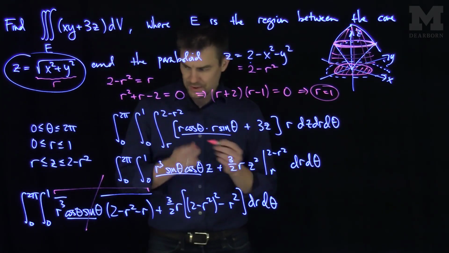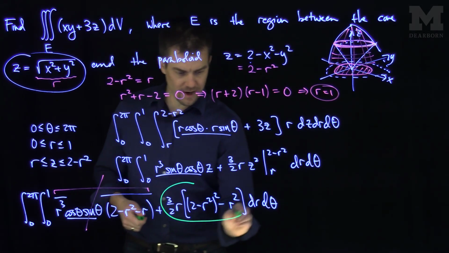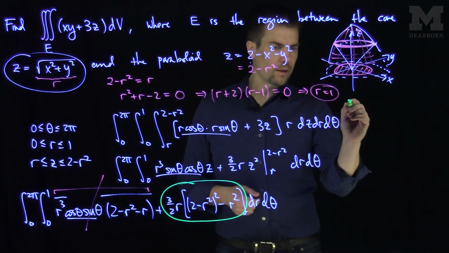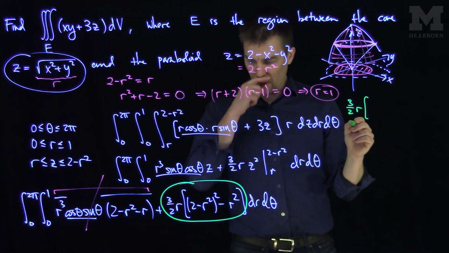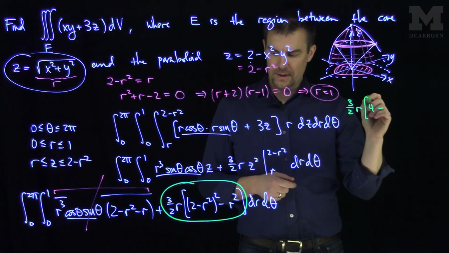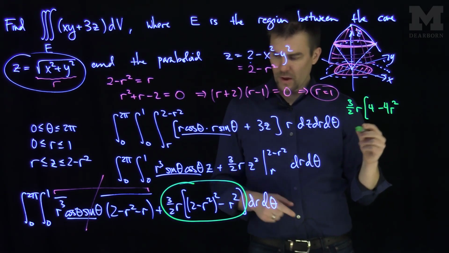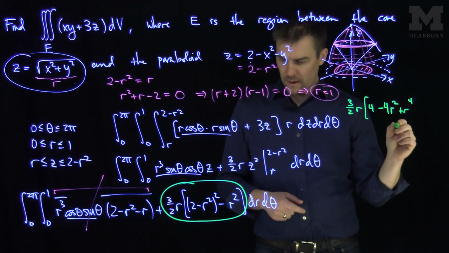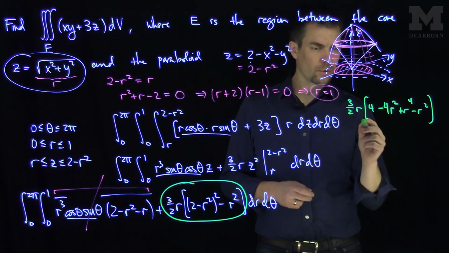So let's think about what this is going to give us. So I have this 2 minus r squared squared. So let's algebraically simplify this term over here. That's going to be 3/2 r, and then inside the parentheses we're going to have a what? We're going to have a 4 minus 4 r squared, and then we'll have a plus r to the 4th, and then we're going to subtract that off from r squared minus r squared.